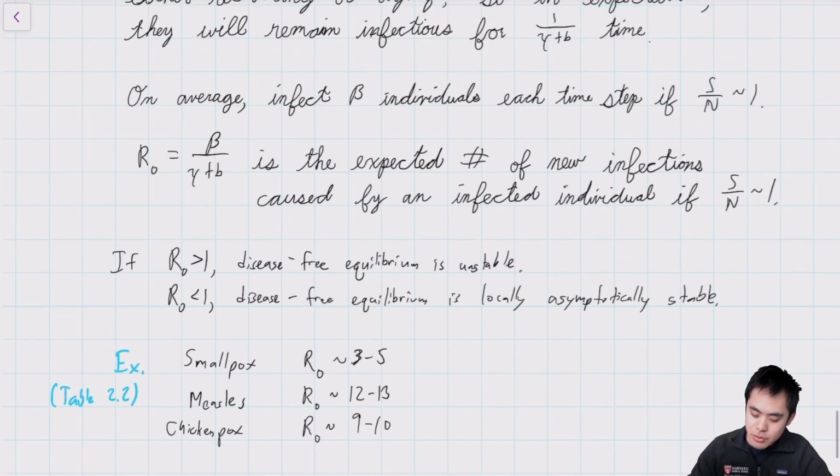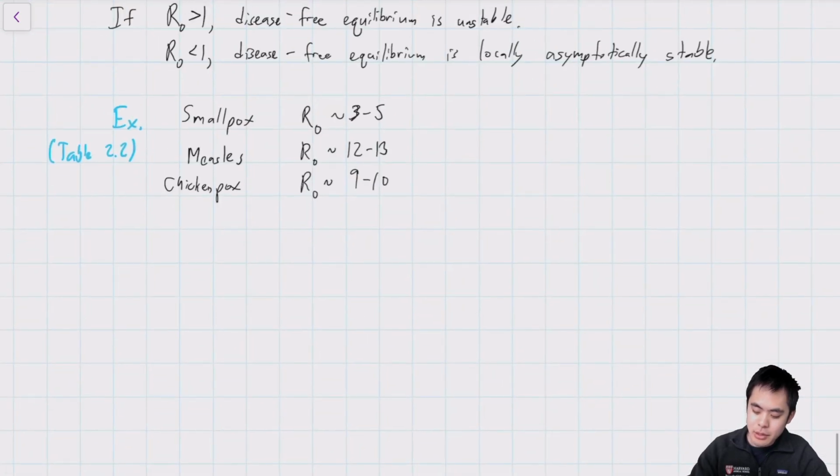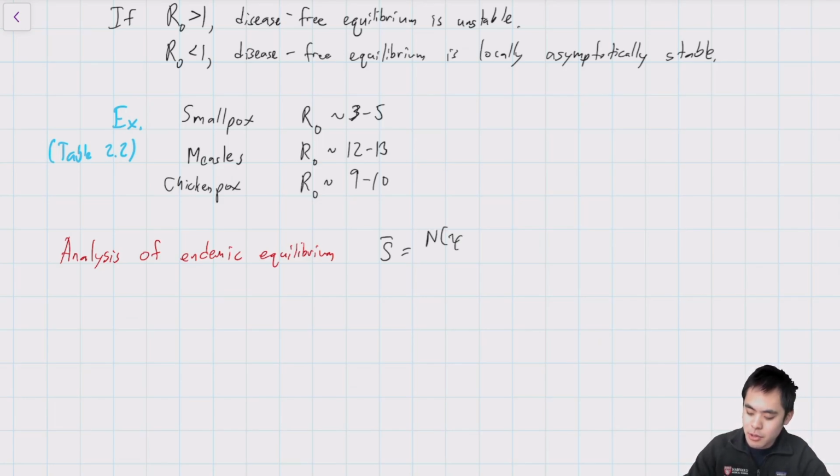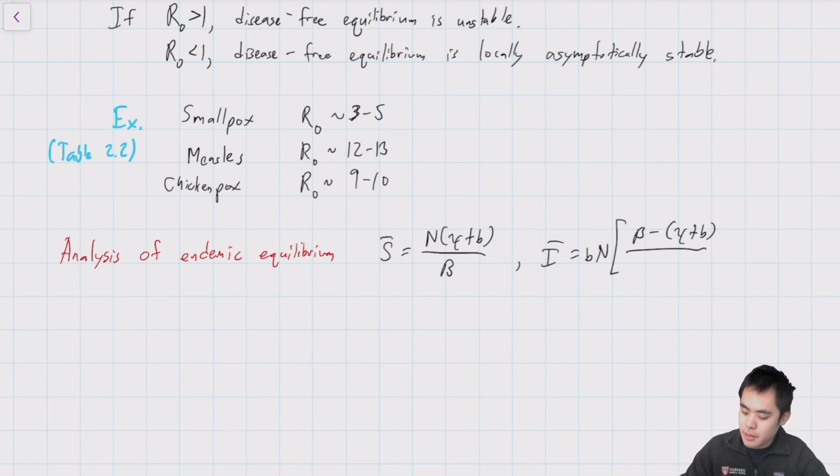Okay. So that was our analysis at the disease-free equilibrium. Let's do a very quick analysis of the endemic equilibrium. Endemic equilibrium, which is S bar equal to N times gamma plus b divided by beta, and I bar equal to bN times beta minus gamma plus b, divided by beta times gamma plus b.